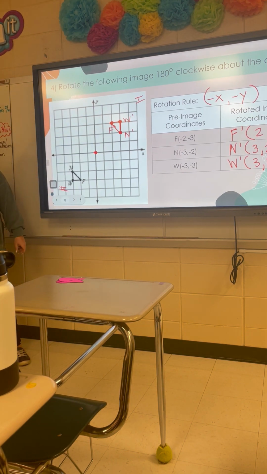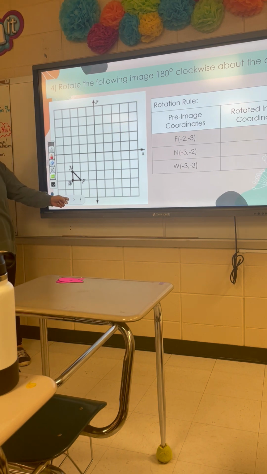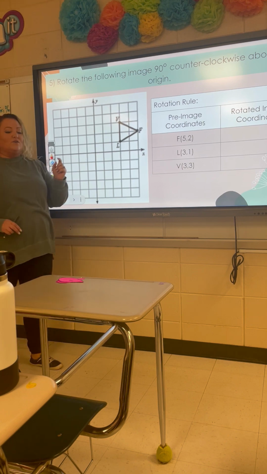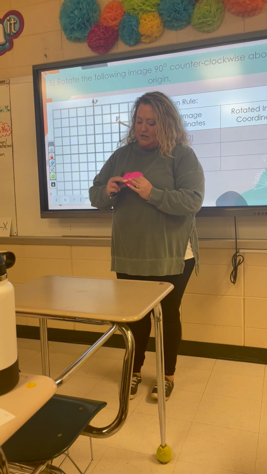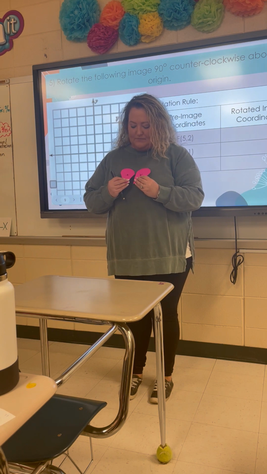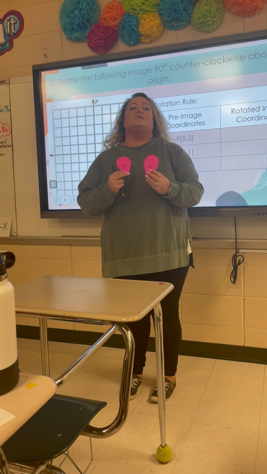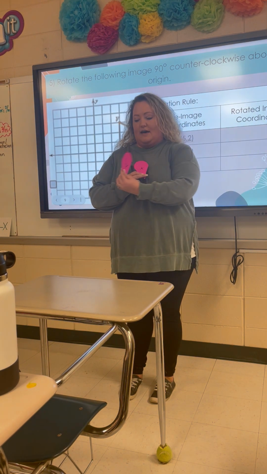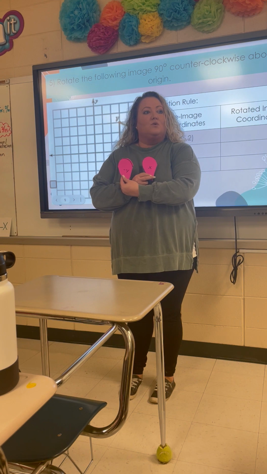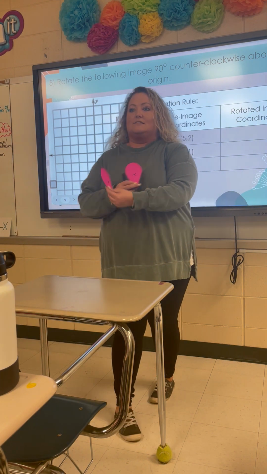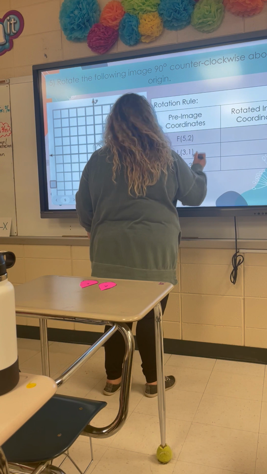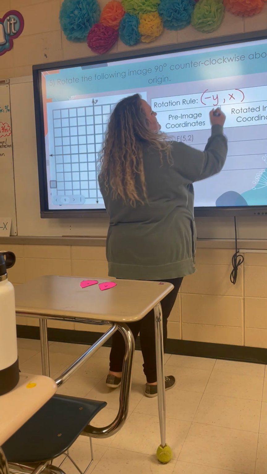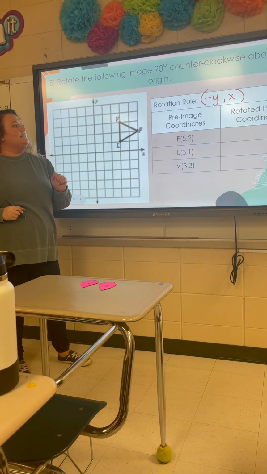All right, let's do another one. Example number 5. This time we have another triangle, but it's wanting us to do 90 counterclockwise. So we first need our rule. Start back with our X, Y. We're going to do 90 counterclockwise, so that's one flip to the left. There's our rule: opposite Y, X. Let's write our rule. Opposite Y, X. So they're switching places and the Y becomes its opposite sign.